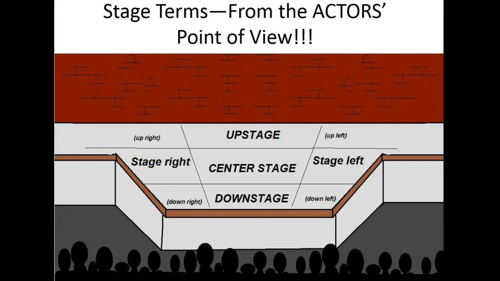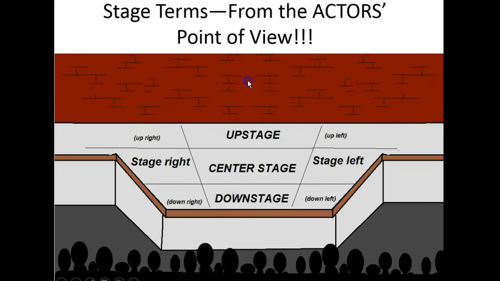More stage terms. This is from the actor's point of view. This has to do with where the actors might be on stage. Stage terms are given, again, from the actor's point of view. So if you can imagine an actor standing on stage and he's facing out. So this is a little bit opposite for the audience. You can see for the audience, stage right is on our left.